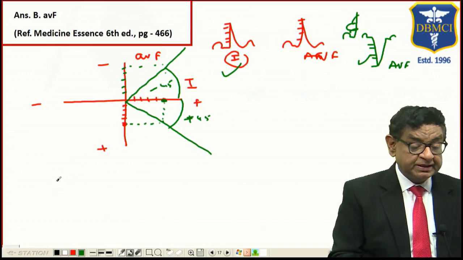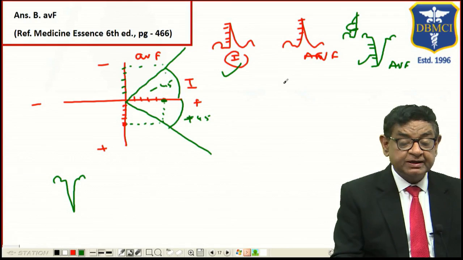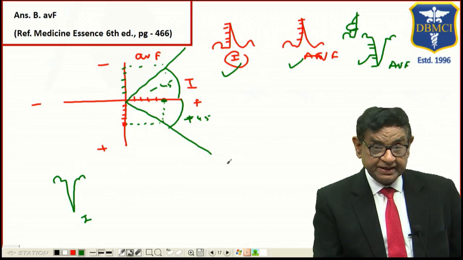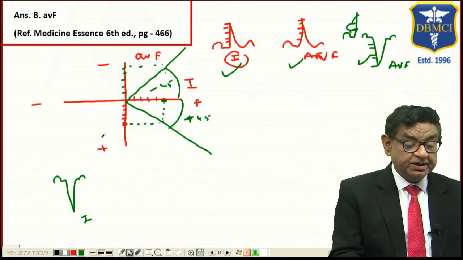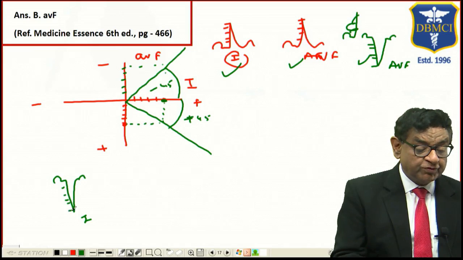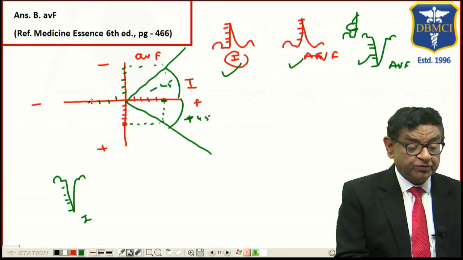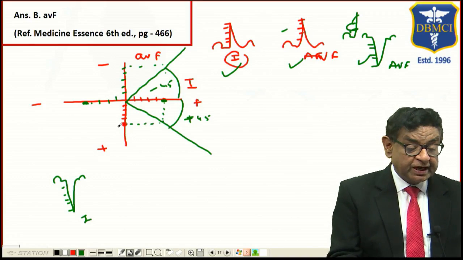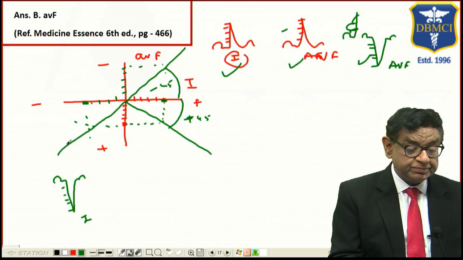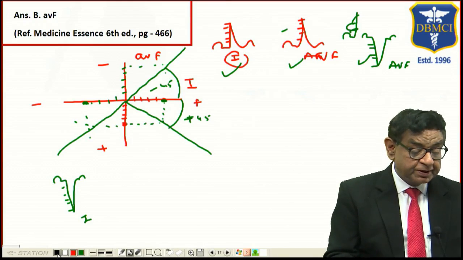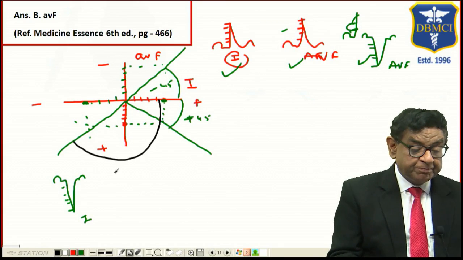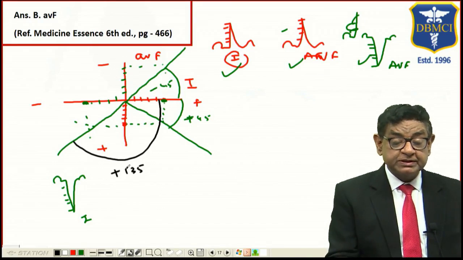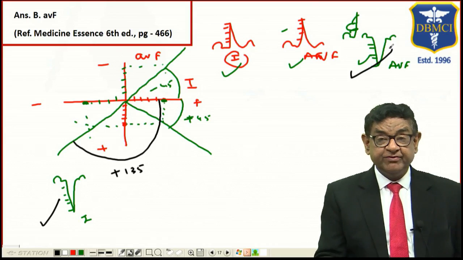This is minus 45. Understood? Let's take one more case. This is L1 and this is AVF. AVF remains the same. So that means L1 is negative, AVF is positive. So how many small squares? 1, 2, 3, 4, 5. 5 negative, AVF is 5 positive. So now the axis becomes like this. It becomes plus 135.